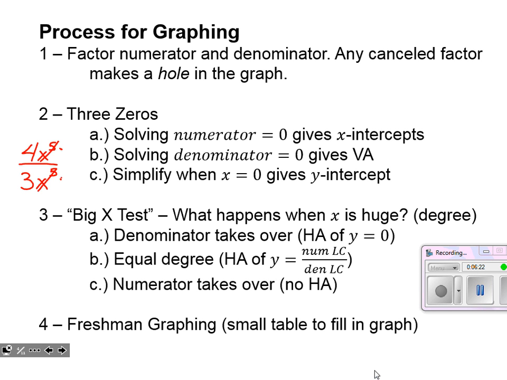And the fraction that's made, in this case 4/3, is where our asymptote will be. Since they have equal power, we look at their leading coefficients and make a fraction out of it. Okay, and it'll still be a horizontal asymptote where y equals that fraction.